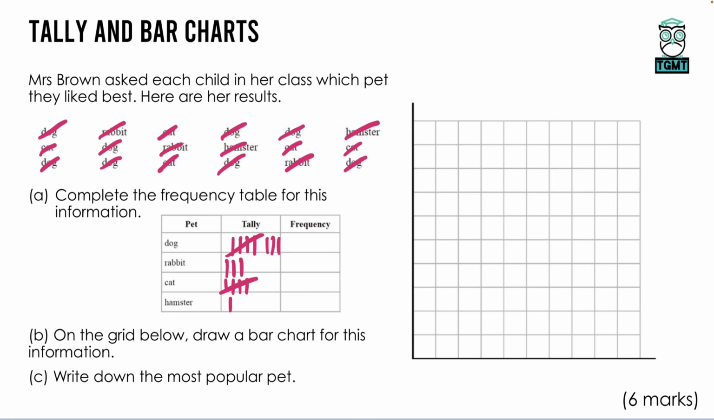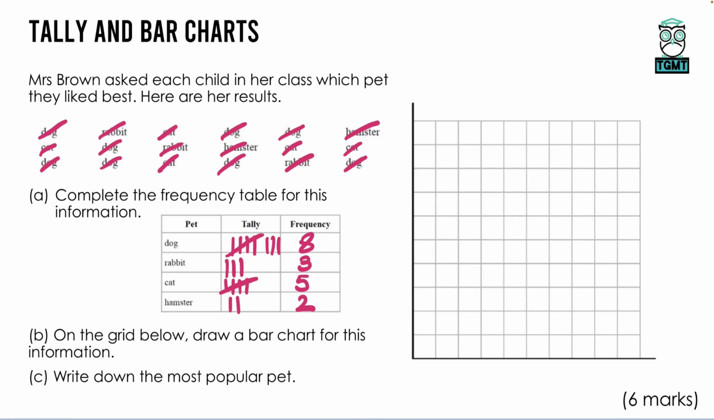And there we go. Double check. Make sure you've definitely crossed them all off. And then we can put our frequency in. So for dog, we have 8. For rabbit, we have 3. Cat, we have 5. And hamster, we have 2.